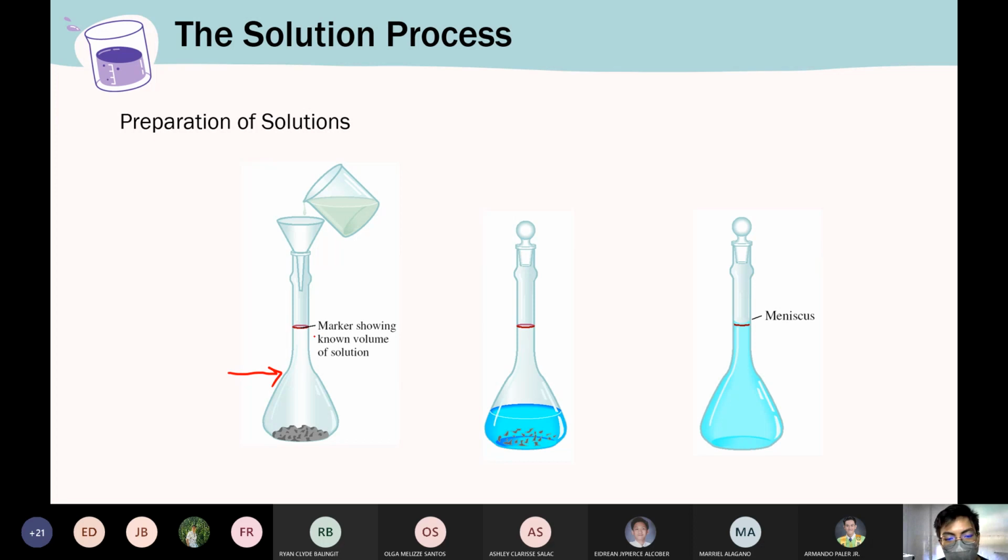And remember that in volumetric flask, may isang line doon. Whatever the line is that corresponds to the volume indicated here. Kunwari 500 ml or 1 liter. Yun yung meaning ng line na yan. It only contains one graduation.